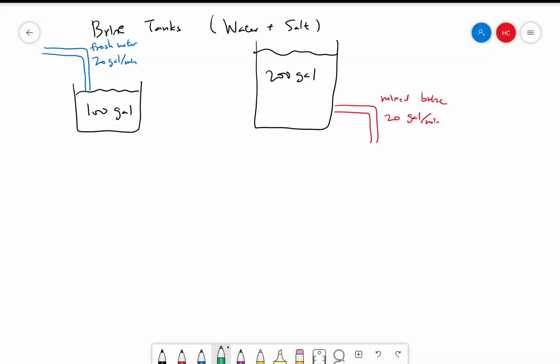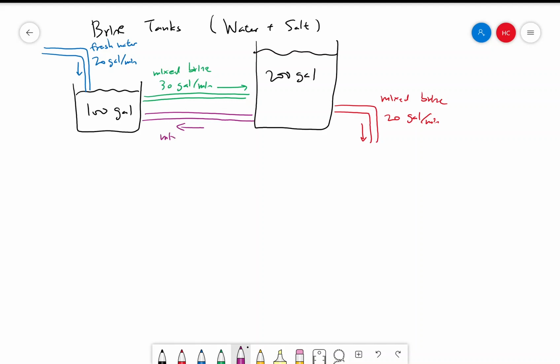Now, between the two tanks, liquid is going back and forth. Let me draw the arrows for all the liquid directions. The green pipe is going from the smaller tank to the larger tank at the rate of 30 gallons per minute, so the mixed brine is going that way. And there's another pipe: mixed brine in the second tank is going into the first tank at a rate of 10 gallons per minute.